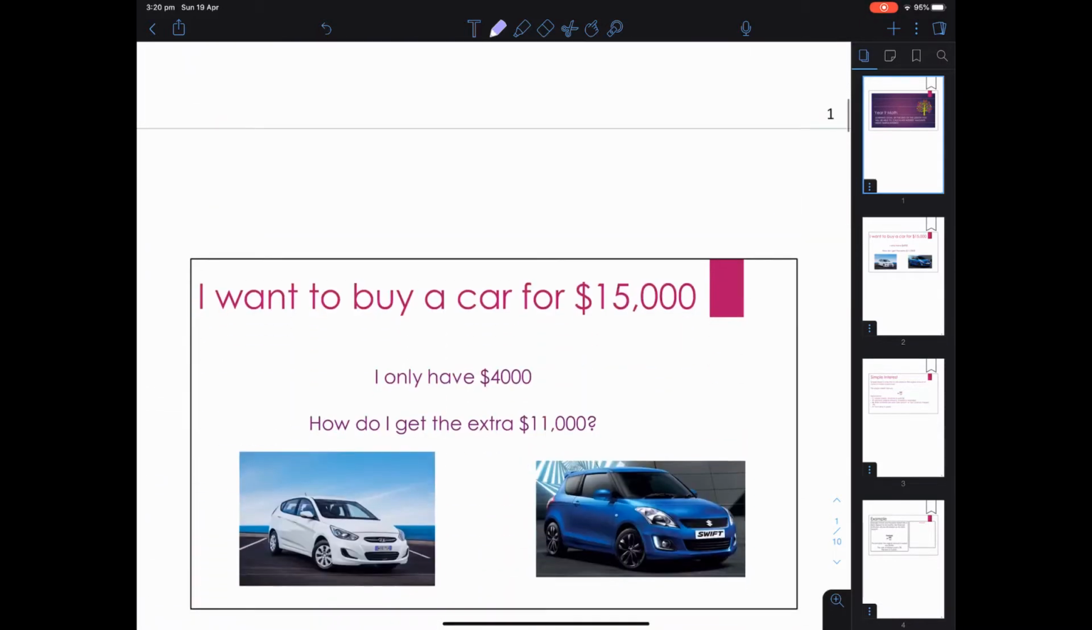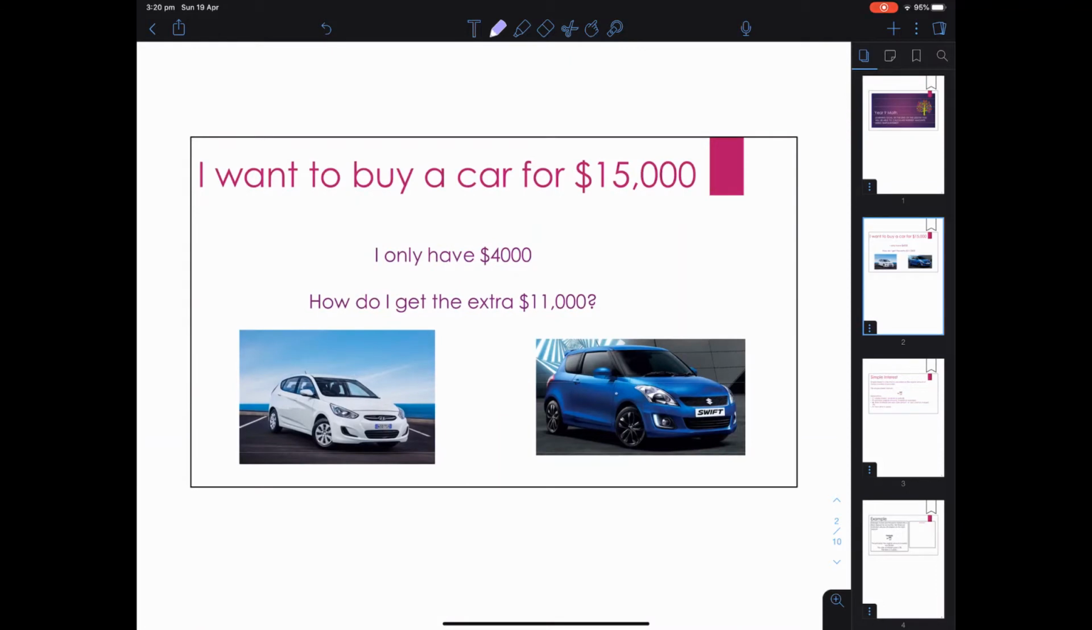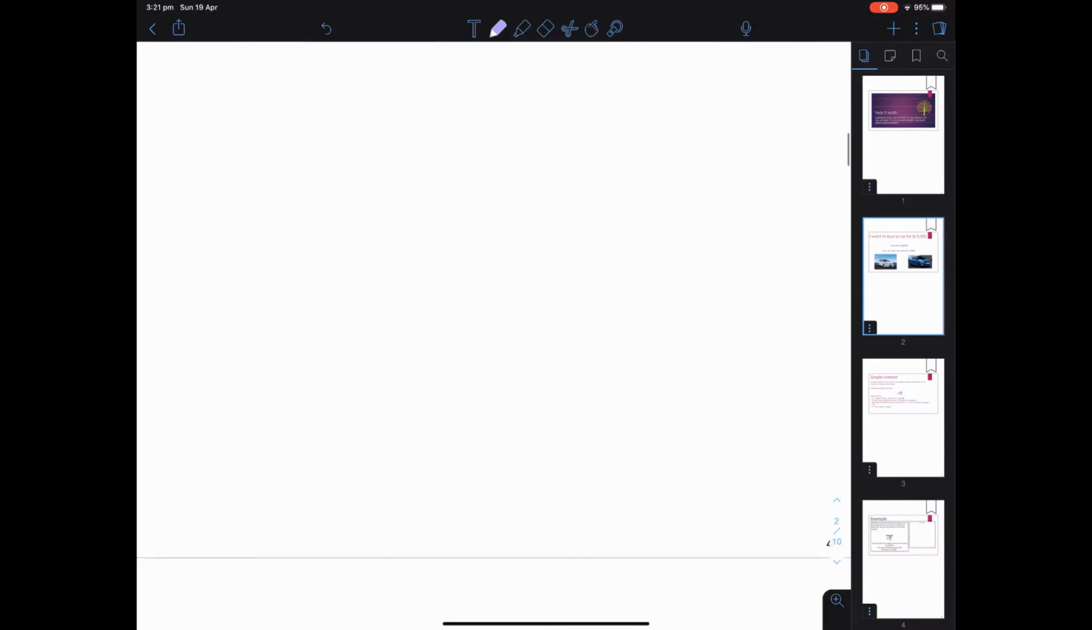Alright, so we're going to start off with an example where you want to buy a car for $15,000. If you only have $4,000, you might want to take out a loan to get the extra $11,000. Now, when you take out a loan, you have to pay back interest. Interest is an amount of money that incurs every year on that amount, so that the bank gets a little bit of extra money back in return. So you're going to end up having to pay back more than $11,000 if you take out a loan. So let's look at how that works.